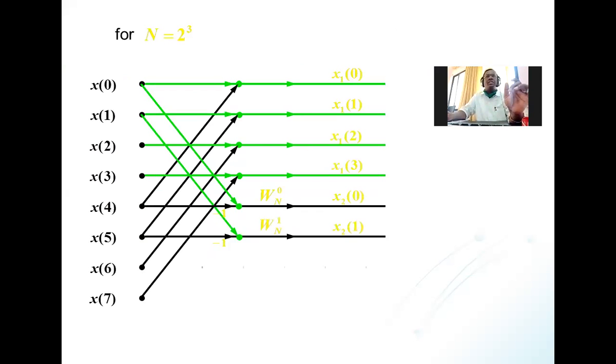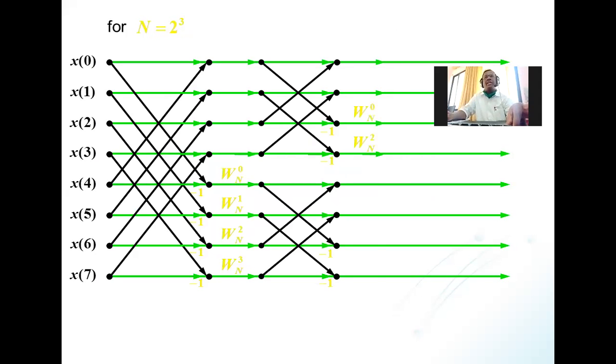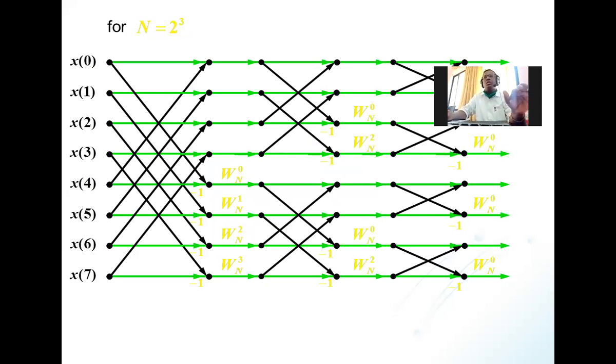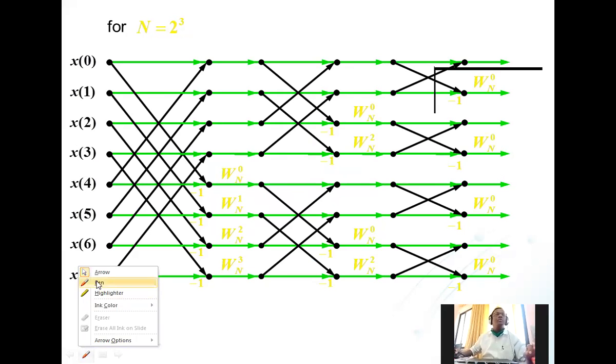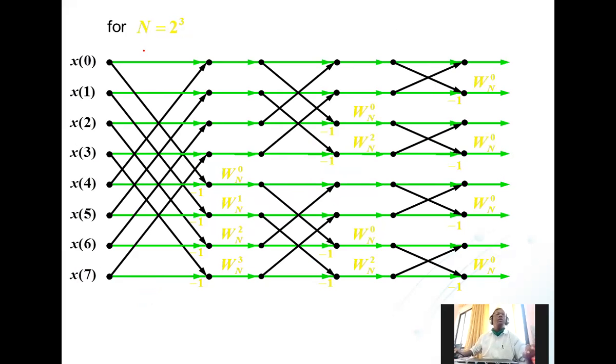So the main differences between DIT and DIF are what we will understand. This is the butterfly diagram for the DIF FFT algorithm. By looking at this butterfly diagram, can anyone tell me what is the difference between this butterfly diagram and the butterfly diagram of the DIT FFT algorithm? Who will tell me? What is the difference between this butterfly diagram and the DIT FFT butterfly diagram? This is the 8-point computation we are performing here.